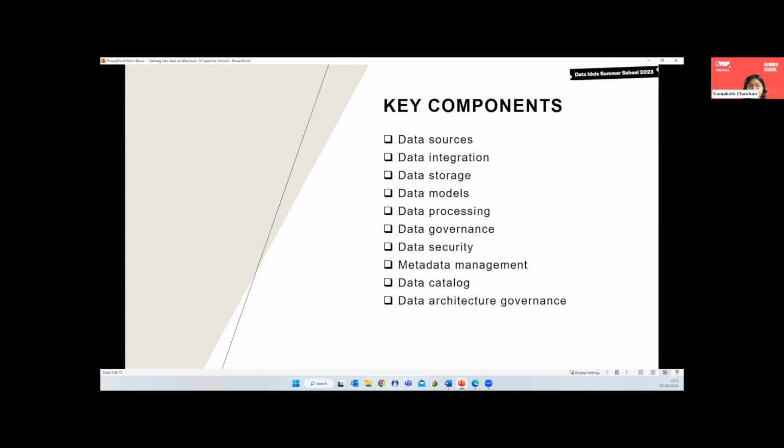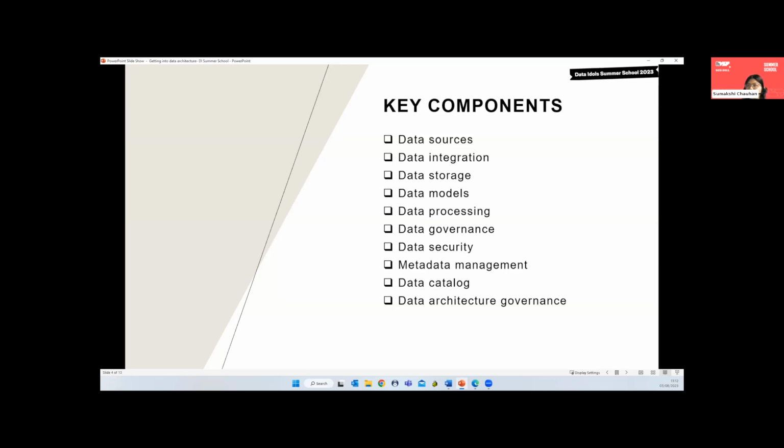Now, data processing involves the transformation and analysis of data to extract valuable insights out of it. It includes data transformation, data aggregation, cleansing, data enrichment, and various other manipulation operations. We will be looking at some of these components again in our upcoming slides.